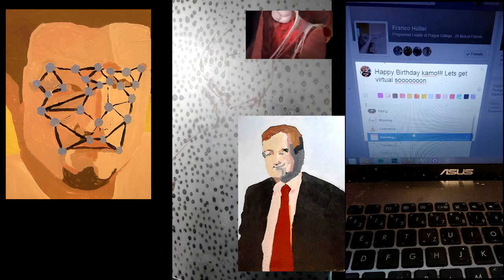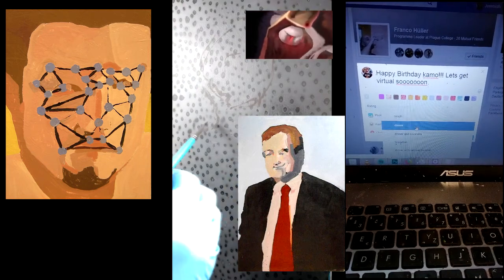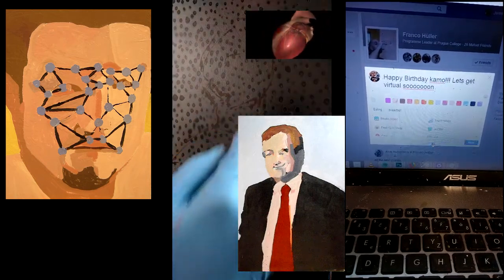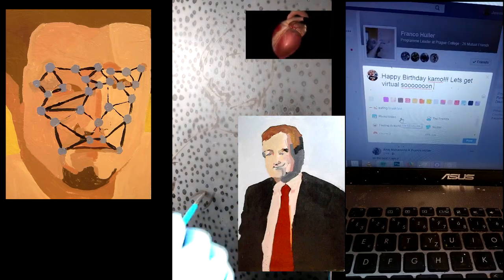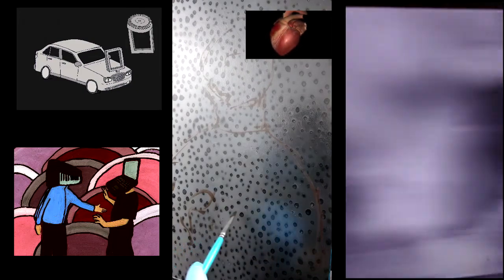The other painting is these kind of goofy paintings of businessmen, and businessmen have been a recurring theme in a lot of my work throughout the years, just because I think they kind of represent a certain way of looking at the world.